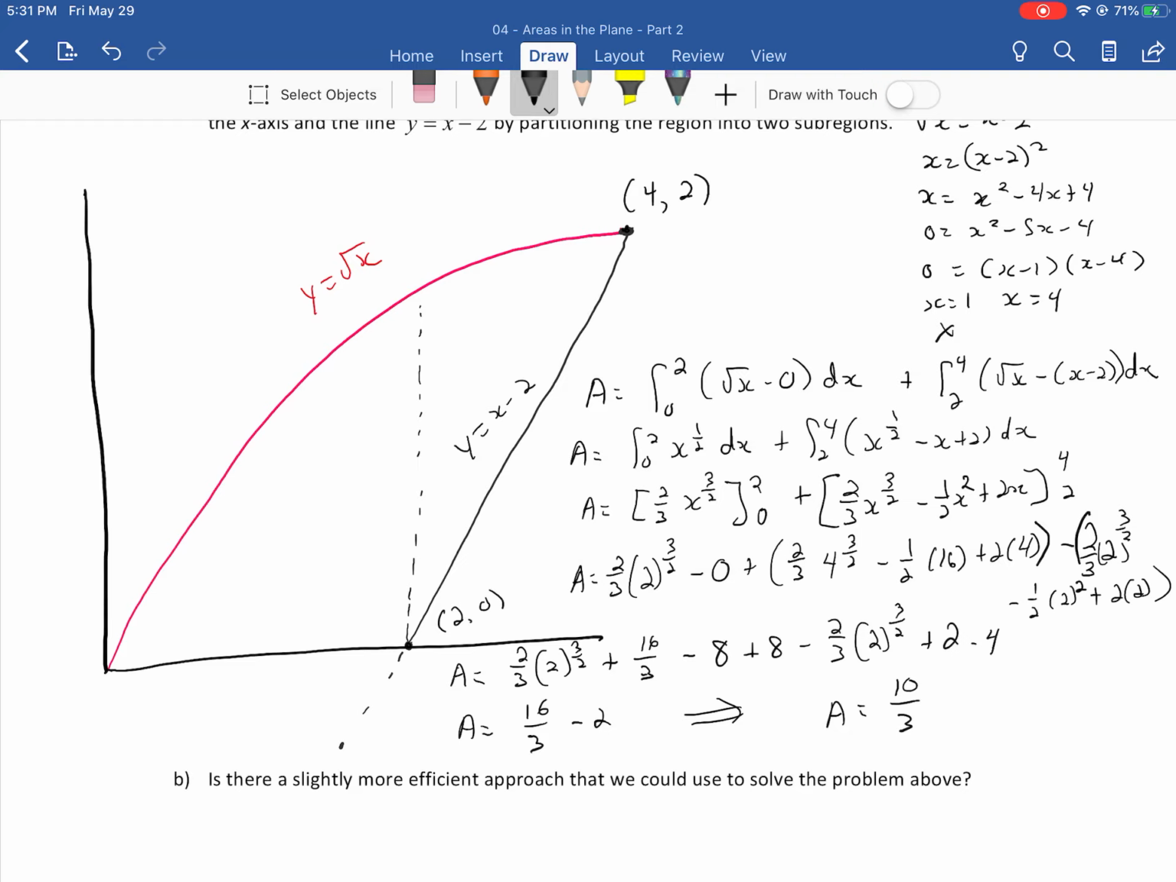And when a lower function changes like that, you've got to break it into different pieces. Is there a way to do this question without doing that? Is there a slightly more efficient approach? Well, if you're watching this on a screen or an iPad or something like that, just turn your screen sideways for a second. And I'm going to turn my head sideways.